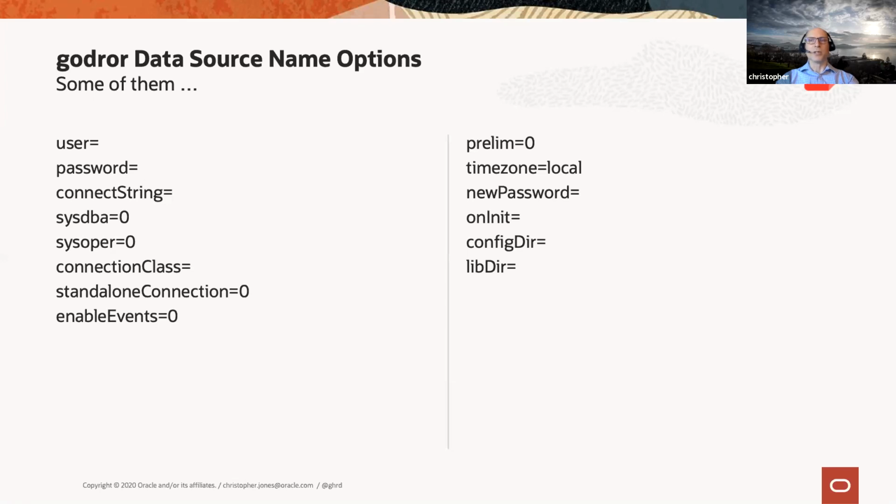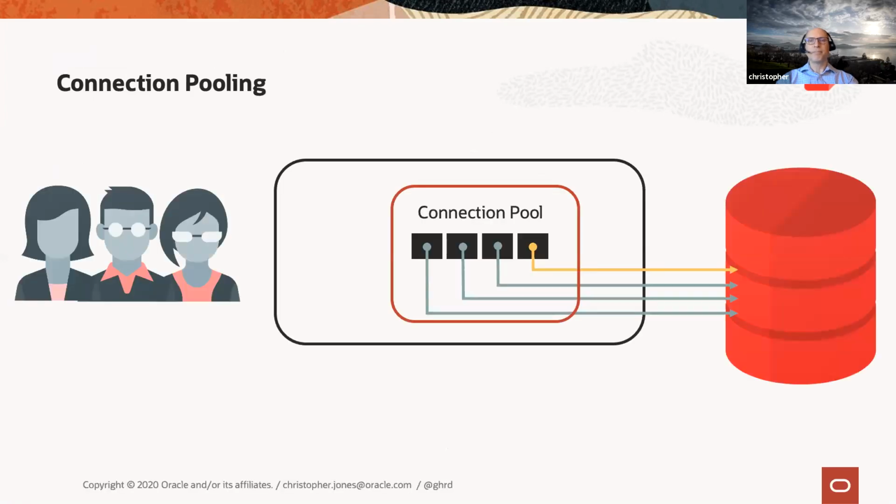Let's talk about connection pooling. Connection pools are important for performance and scalability. Opening connections is slow. You have to start up a process on the database server.